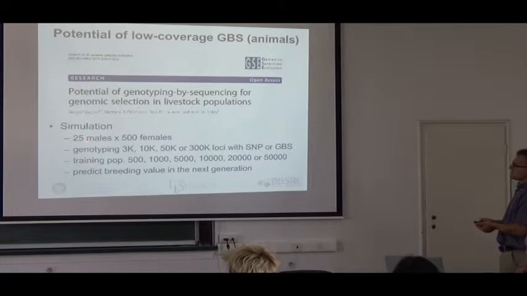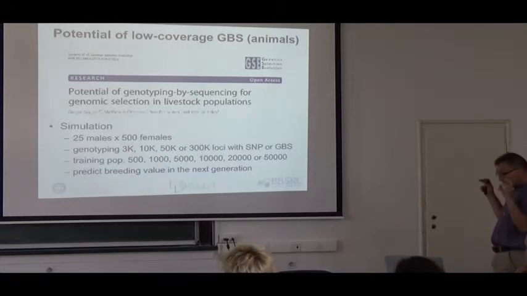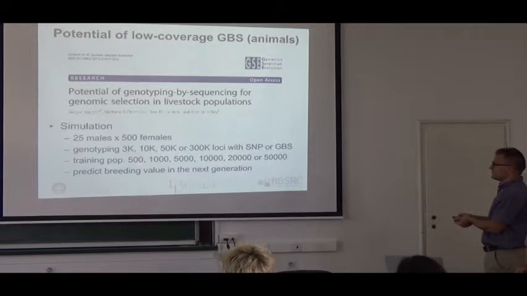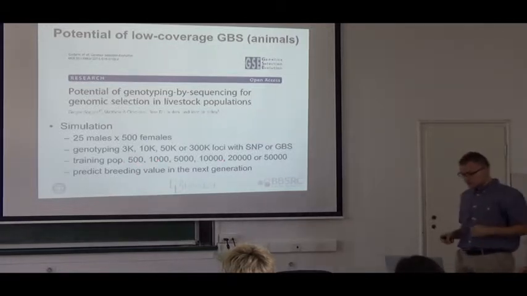Just to briefly summarize, we did a simulation where each generation we made 25 male and 500 female, and then we genotyped their progeny either with 3,000, 10,000, 50,000, or 300,000 markers, and we genotyped those markers either with a SNP array or with a genotyping by sequencing technology. We assume we can assemble a training population of 500, 10,000, etc., up to 50,000 individuals. Then we were trying to predict the breeding value.